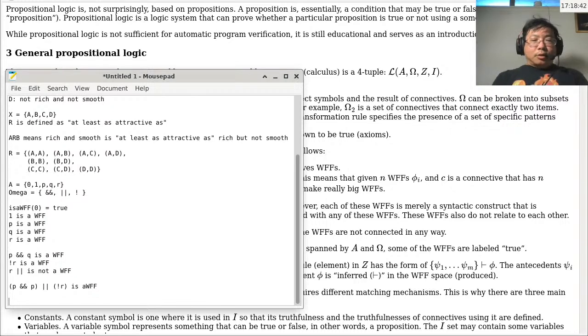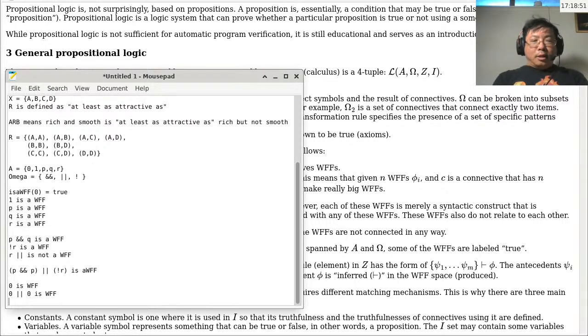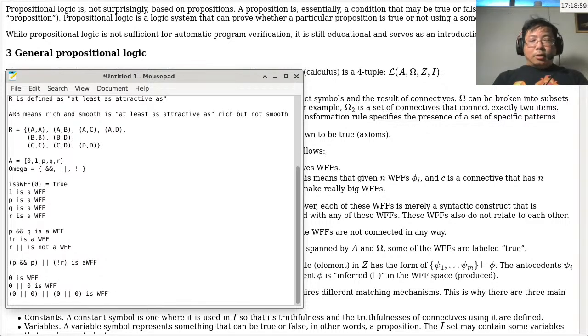So you can say, okay, 0 is in alpha, it is well-formed. So that means 0 or 0 is well-formed, which also means 0 or 0 or 0 or 0 is well-formed, and so on. That's not useful at all, right? But nonetheless, all of these are structurally sound. They are grammatically correct, even though you could just say false.